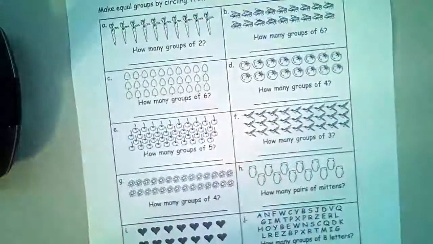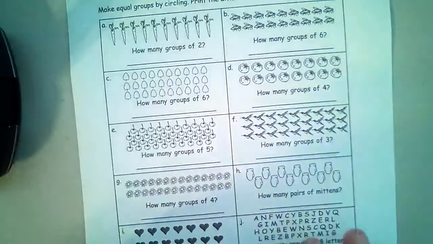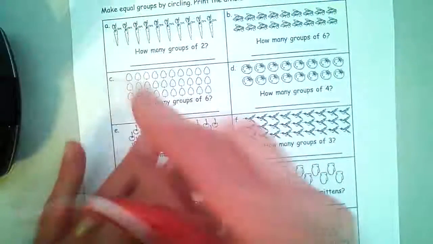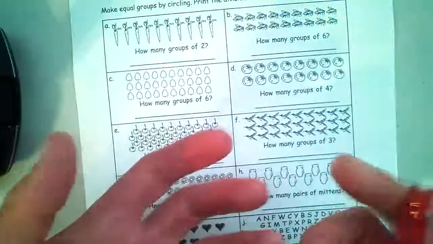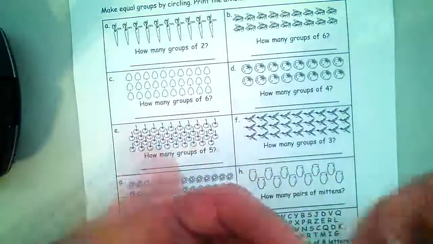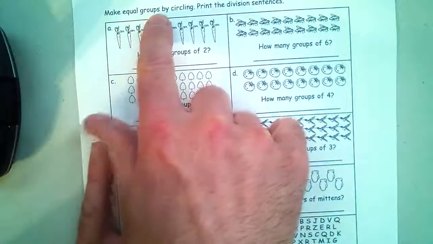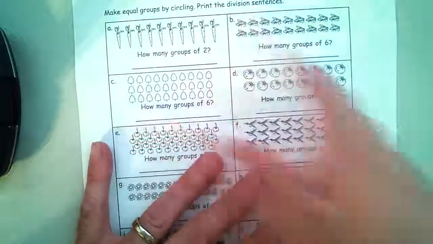Now for the next one, we're going to circle to divide. It's more common using how we use division and multiplication, but what we're saying is we're making equal groups, because basically what division is separating into groups, which is the opposite of multiplication, which is counting by groups. So it says circle to divide, make each group by circling, then print the division sentence.